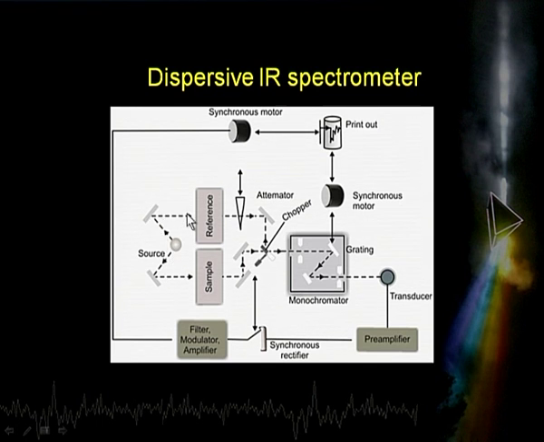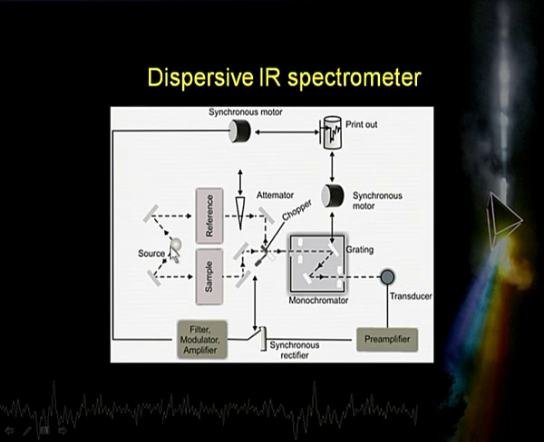So, part of the radiation goes through the reference and another part goes through the sample. When it comes out of the reference, it falls on an attenuator, which basically tones down the signal, and then it is made to fall on the chopper here. Do not bother if you do not understand these terms, because that is beyond the scope of this particular course, but I just want to give an idea of what basically is done.